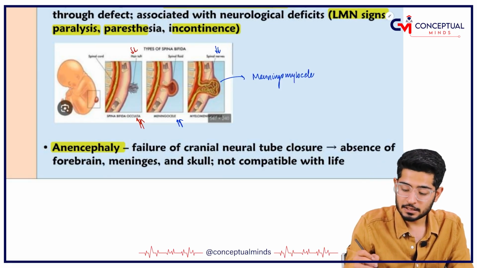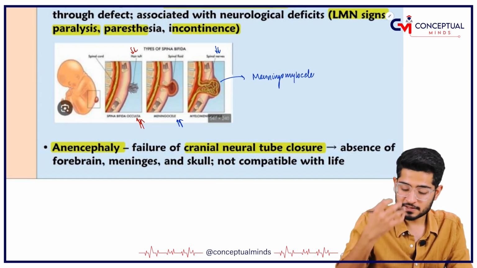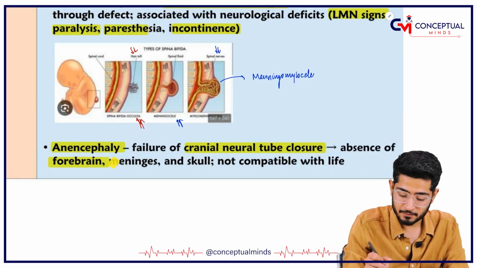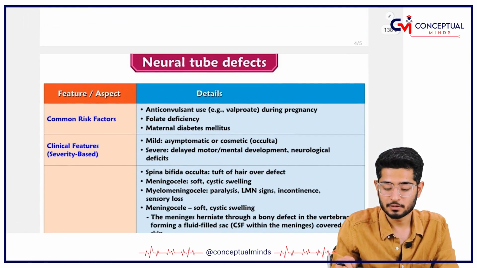Next is anencephaly. So what is anencephaly? If the cranial neural tube closure is not properly done, that leads to absence of forebrain, absence of meninges, absence of skull, so it is not compatible with life.